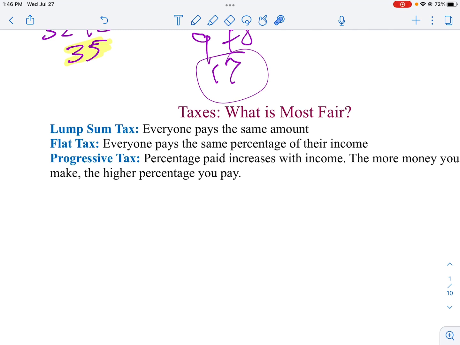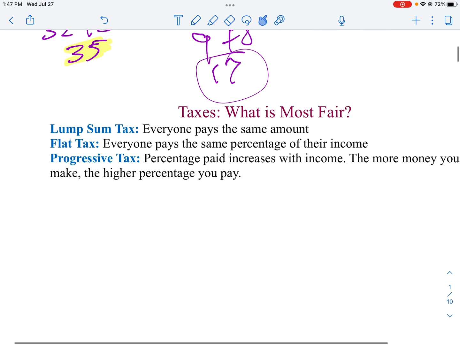Then in a progressive tax, as you make more money, you pay a higher percent. So you might have a low percent to start with, and then as you go up, you make more. And that's kind of what we do in the United States. We have exceptions, some deductions you'll learn about. So you might read that Amazon didn't pay any taxes last year because they had all these exemptions to their progressive tax.